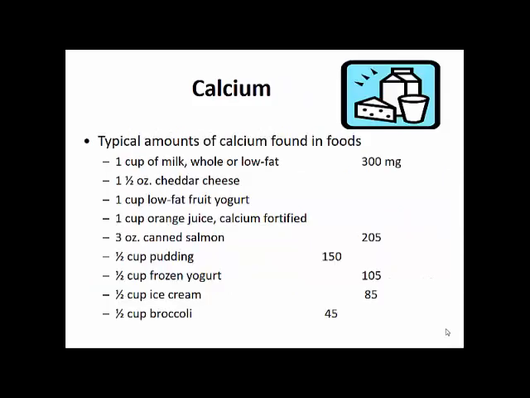Typical amount of calcium found in foods: 1 cup of milk, whole or low fat, 300 milligrams; 1.5 ounce cheddar cheese; 1 cup low fat fruit yogurt; 1 cup orange juice, calcium fortified; 3 ounce canned salmon; half cup pudding; half cup frozen yogurt; half cup ice cream; half cup broccoli. They contain different quantities of calories.